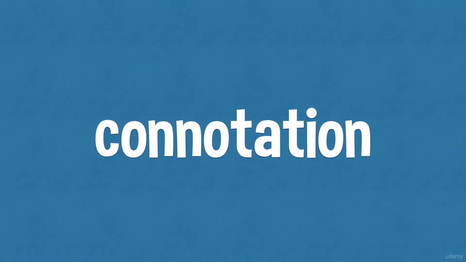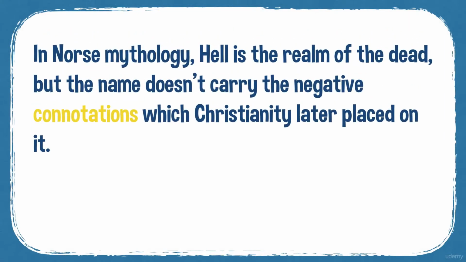And the next word is connotation. Connotation. The connotations of a particular word or name are the ideas or qualities which it makes you think of. Makes you think of ideas and qualities. So, for example, in Norse mythology, the Vikings, hell is the realm of the dead. But the name doesn't carry the negative connotations which Christianity later placed on it. So in Christianity, hell is a bad place. It has negative connotations.